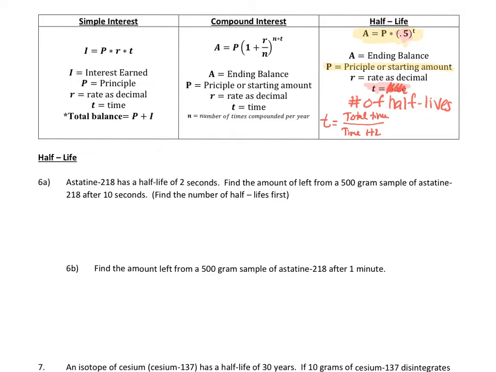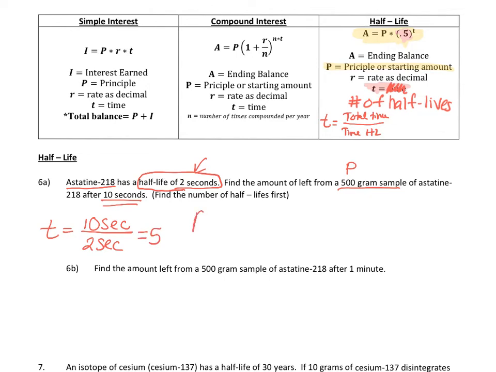So let's read this first, 7a. It says, astatine 218, that's just its name, has a half-life of 2 seconds. So that's really important. Find the amount left of a 500-gram sample, so that's going to be our principal, after 10 seconds. Okay, so the first thing I need to do is calculate the number of half times. So again, I'm going to take the total time, which is 10 seconds, and I need to divide it by the time of the half-life, which was 2 seconds. So my T is going to be 5.